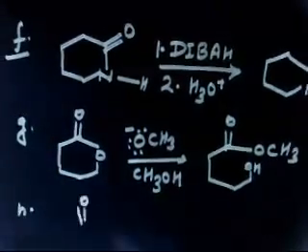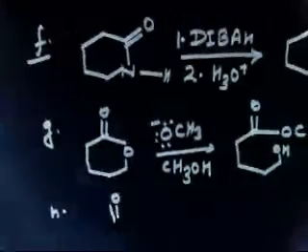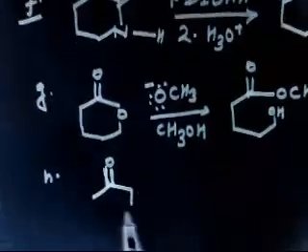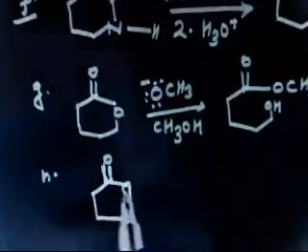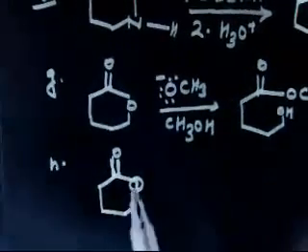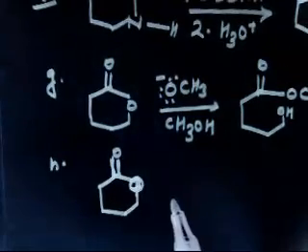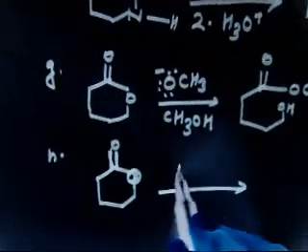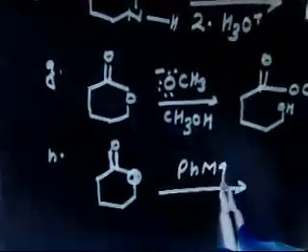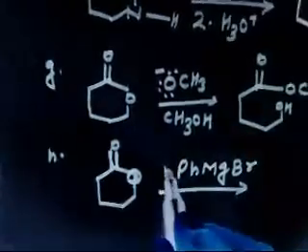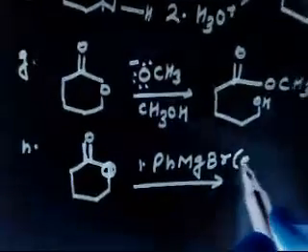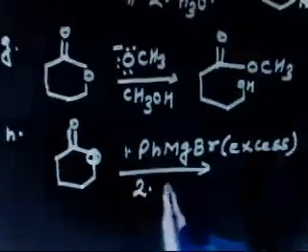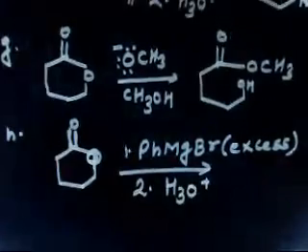Now let us say H part we have. This is quite an interesting one. So this time I have O double bond O, and I have a 6-membered ring, but one of the carbon contains oxygen. No carbon in this place, I have only oxygen. Now if this reacts with a Grignard reagent, so let us say PhMgBr, and it is taken in excess, and finally if I do hydrolysis in the second step, what will be the final product?